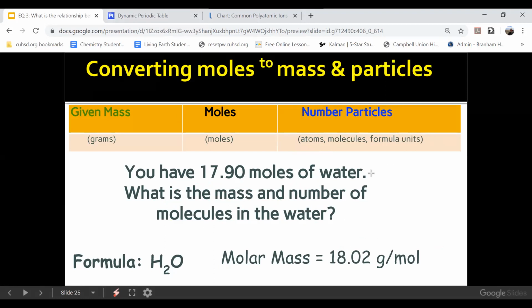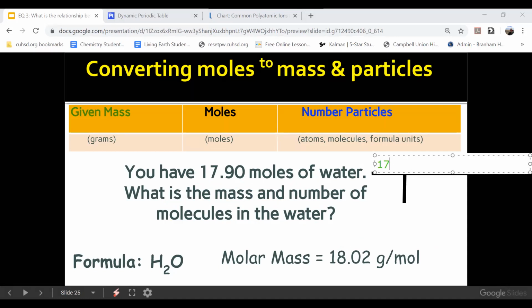So you're going to have 2 different problems, and there's not really much space on this to do this, but basically you're going to only have 1 conversion for each. So the first one you're going to set up, and it's going to be 17.90 moles of water. And you're going to have that same starting on the other side too, but I'm going to worry about that later. I'm going to try to find mass the first time.